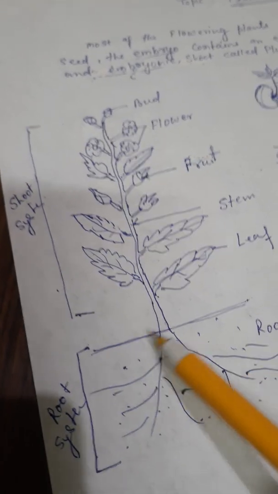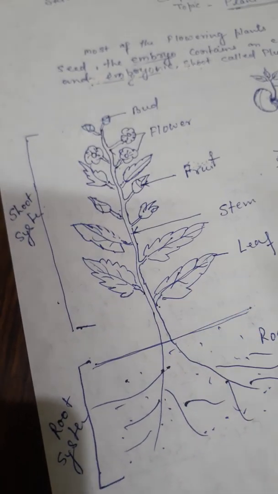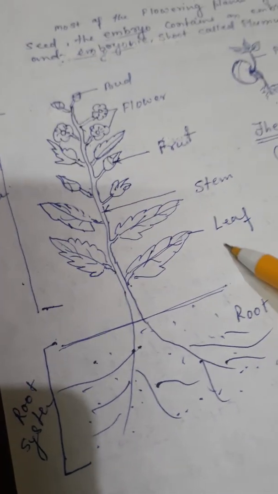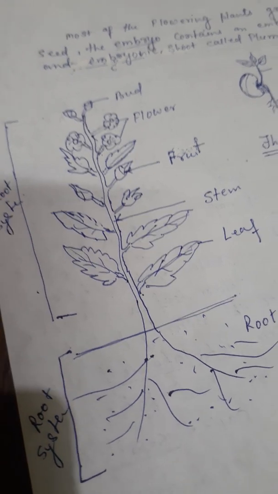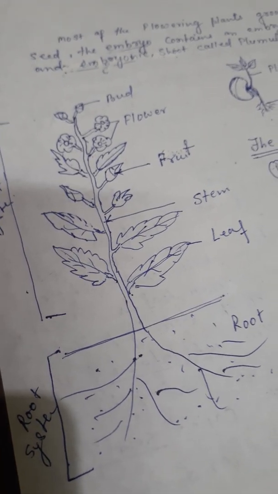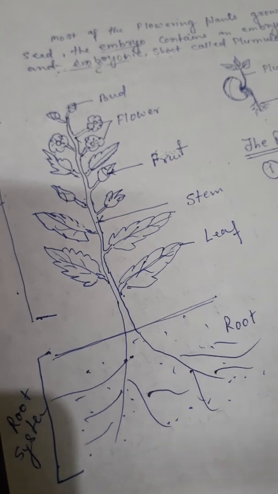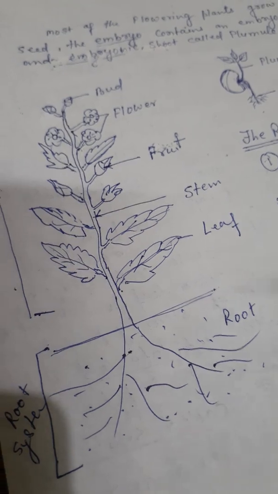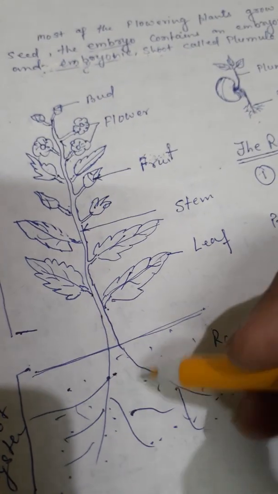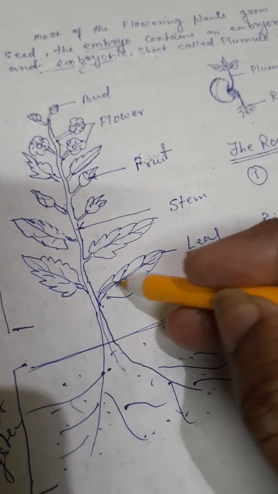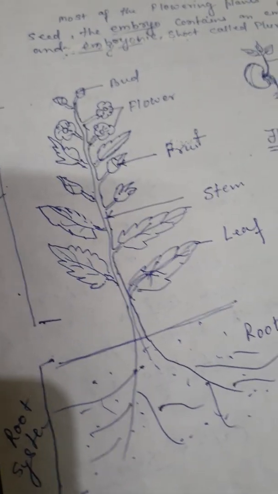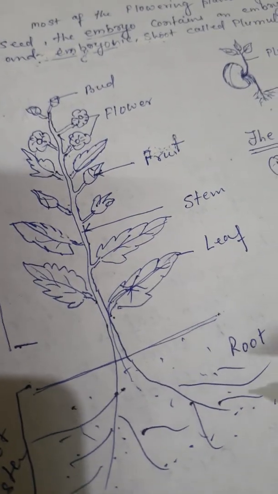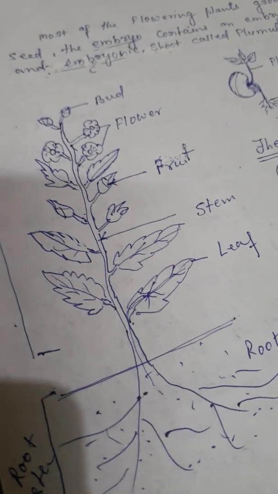It bears branches, fruits, flowers, buds, leaf, etc. Stem helps to conduct water and minerals to the leaves. And also transports food prepared by the leaves to the whole body of the plant.